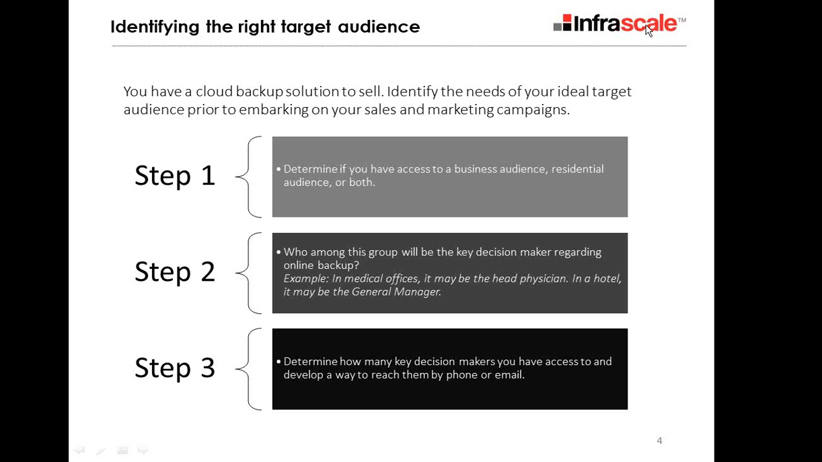You may have access, for example, to healthcare clients. So in step two here, who among this group is going to be the key decision maker when it comes to online backup? So for an example, in a medical office, like I mentioned in healthcare, it might be the head physician. In a hotel, it might be the general manager. And then simply step three is determining how many of those key decision makers you have access to, and then developing the way that you're going to reach out to them. Now, it very well may be by phone or by email, and that's why we're going to be covering both of those today.